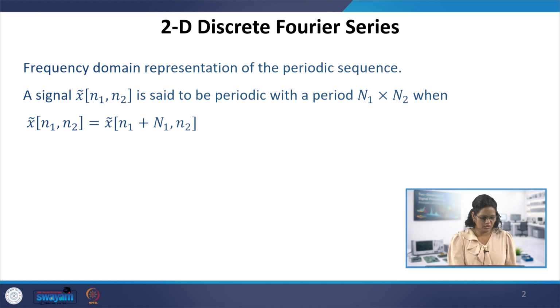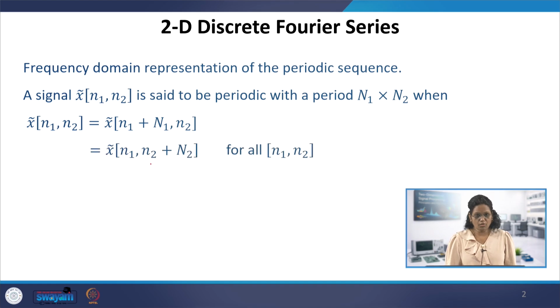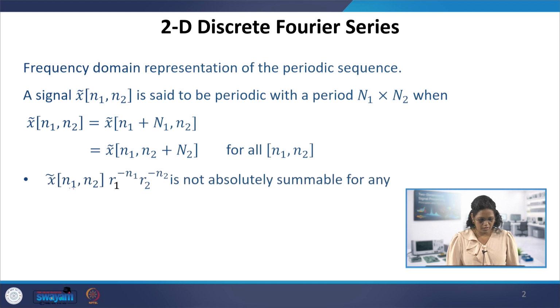Repetition or a repeated pattern, x tilde of n1 plus N1, n2 equals x tilde of n1, n2, this is row-wise periodic, and it is periodic column-wise also, n2 plus N2. So for all values of n1 and n2, if this condition is satisfied, the 2D signal is periodic, where N1 and N2 can be N cross N as well. Both sides, row-wise and column-wise, can have an equal period, or they can be different also. In this case, x tilde of n1 comma n2 times r1 to the power minus n1, r2 to the power minus n2, is not absolutely summable for any r1 and r2.